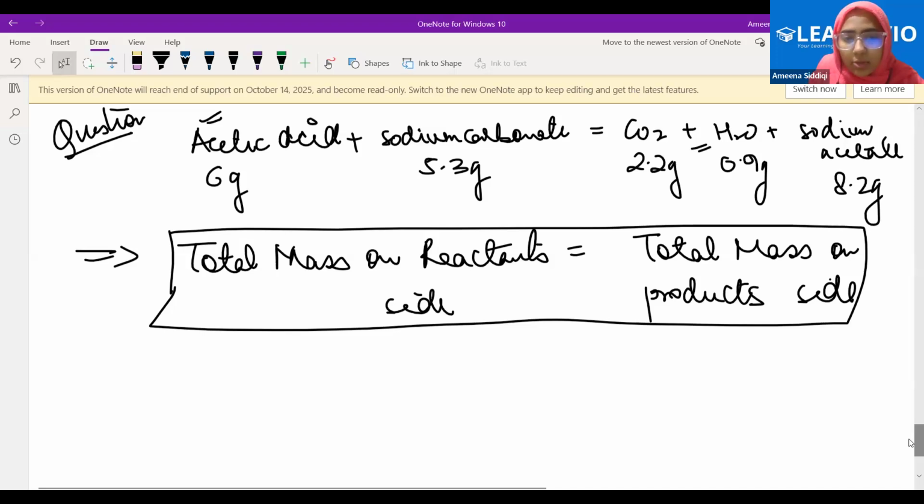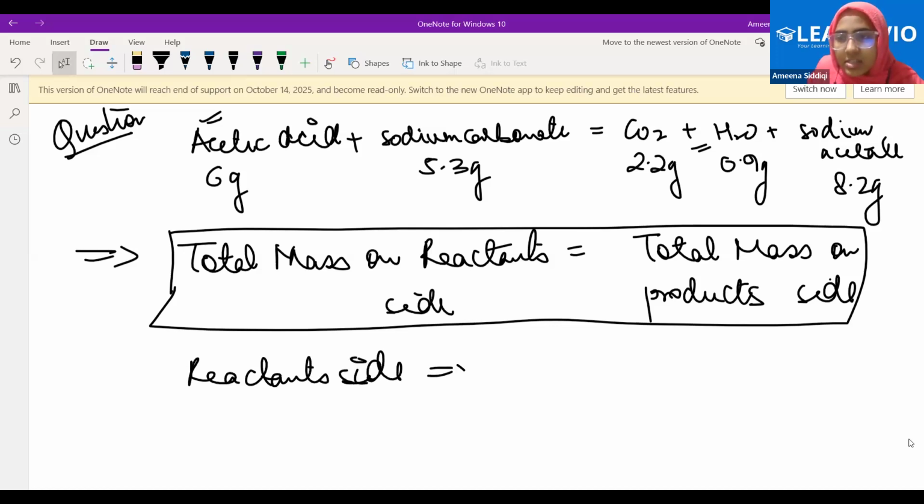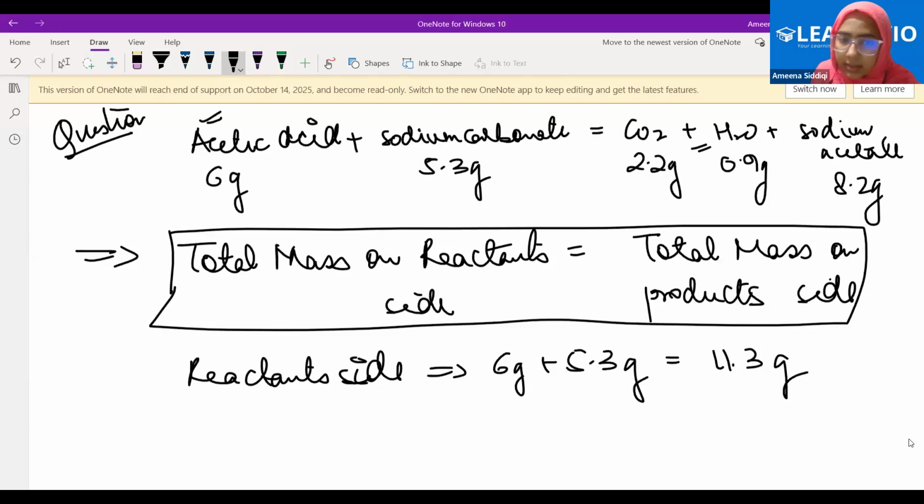What is the total that you get on the reactant side? We are just concerned with the mass. So 6 grams plus 5.3 grams. Yes or no? Yes, ma'am. What do we get? 11.3 grams, correct? Fine. Now let's see it for the product side.